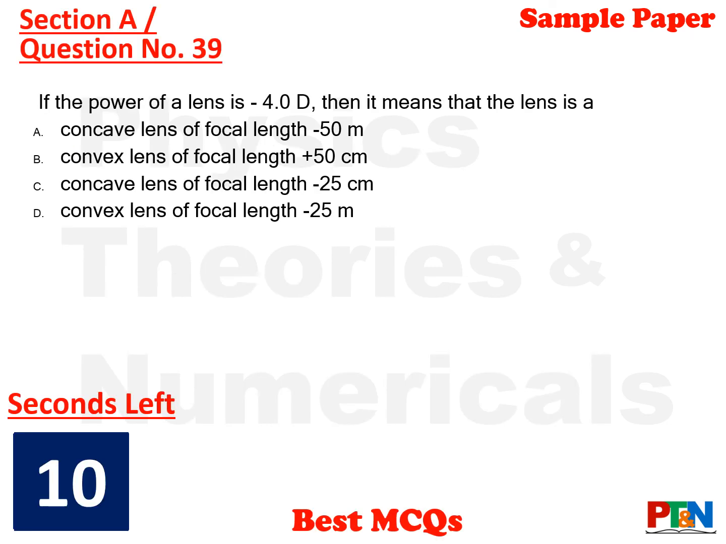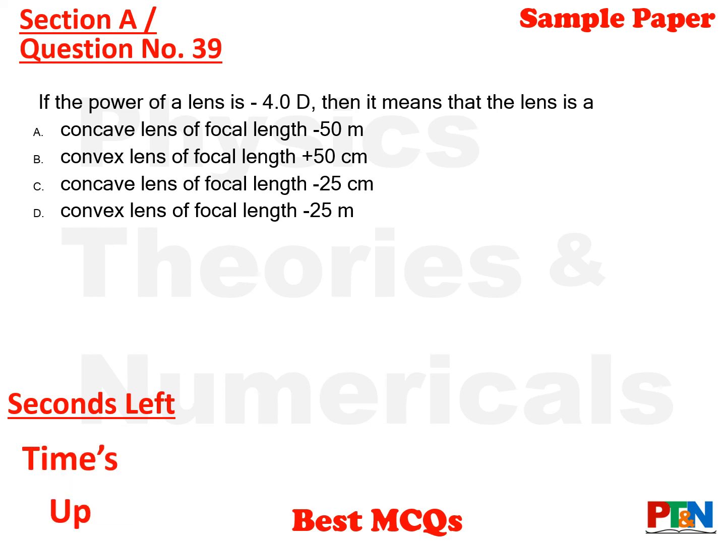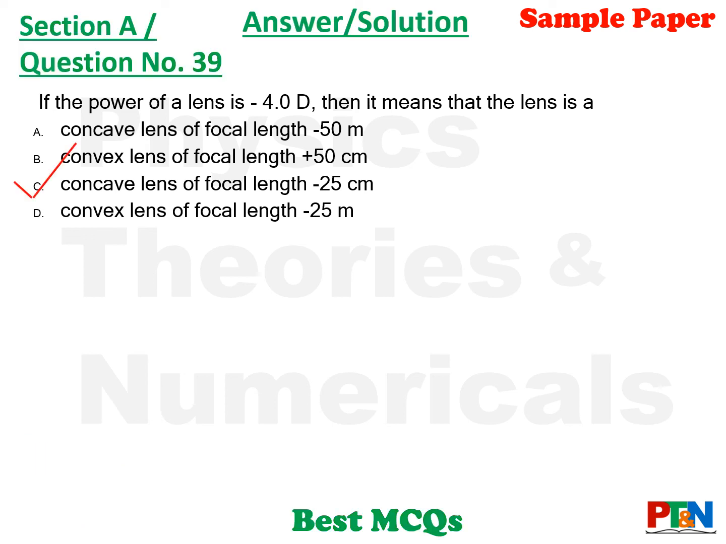Next question, question number 39. If the power of a lens is -4 diopter, -4D, then it means what is the type of lens and what is its focal length? 4 options, 10 seconds time for you. Your time starts now. Time's up. Let's see the answer. The answer is option C.